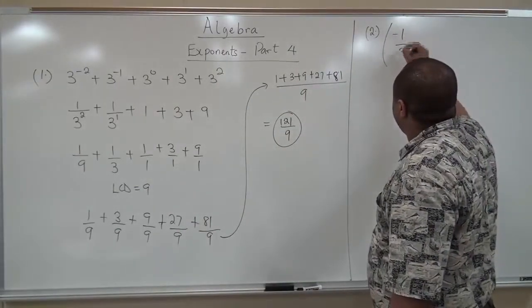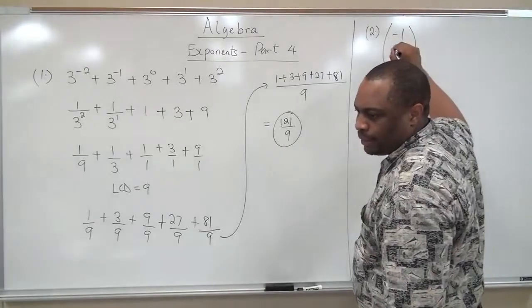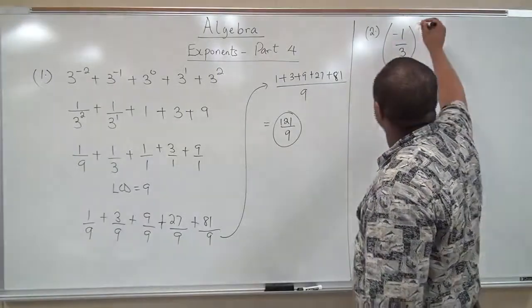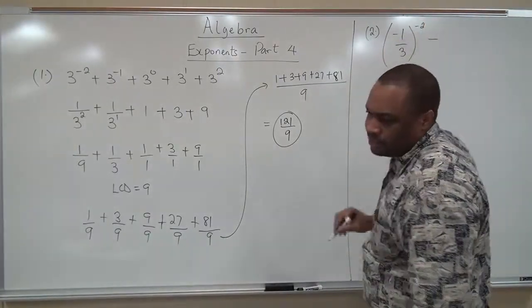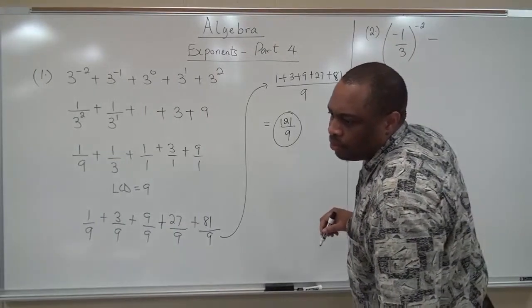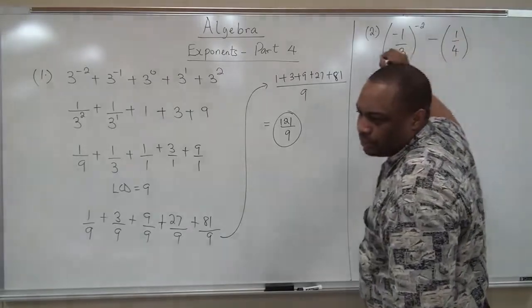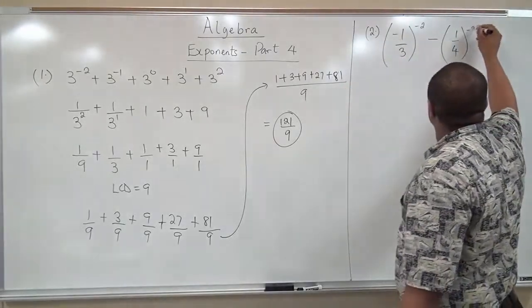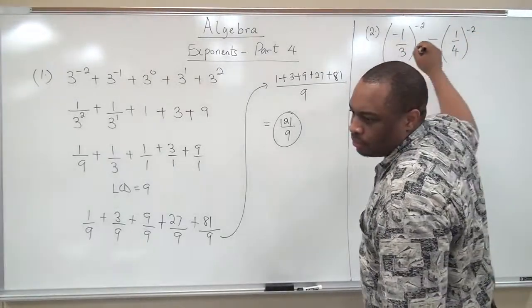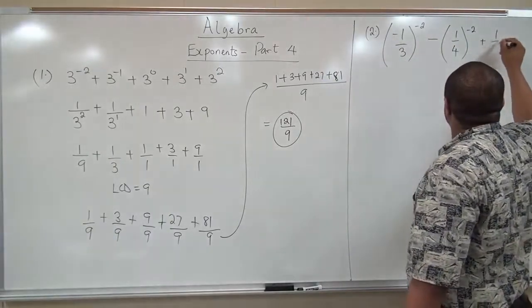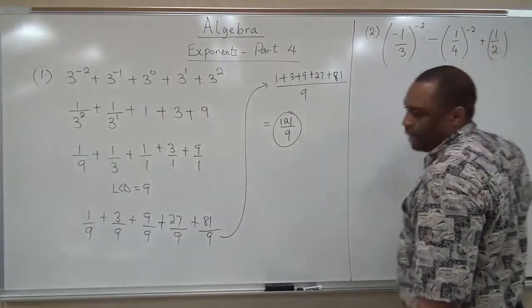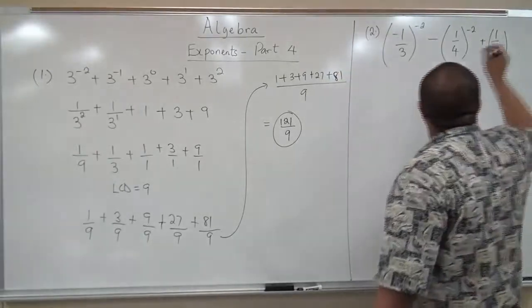Question 2. Negative 1 over 3 exponent negative 2, minus 1 over 4 exponent negative 2, plus 1 over 2 exponent negative 2.